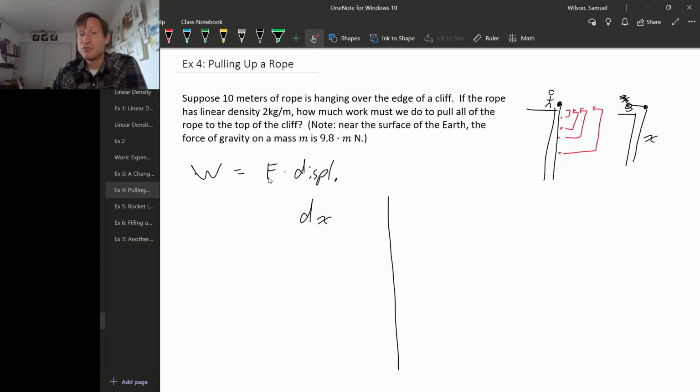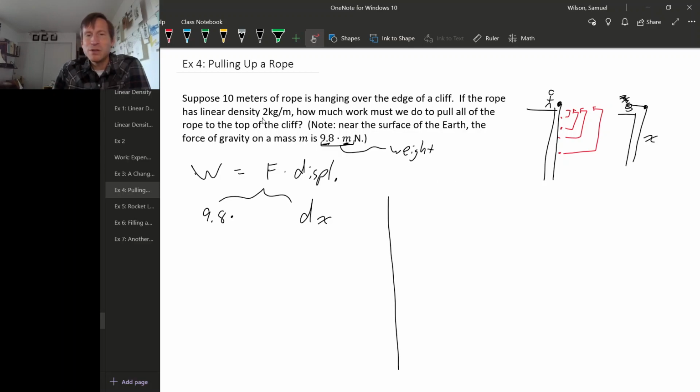But what is the force that we have to exert? Well, to lift something, we need to counteract the force due to gravity. The force due to gravity is the acceleration due to gravity, which is 9.8 meters per second squared, times the mass of the object we're trying to lift. So 9.8 times the mass of an object is the weight of the object. And that's the force you have to exert to lift it, because you have to counteract gravity. So we need to exert a force that's 9.8 times the mass of the rope.